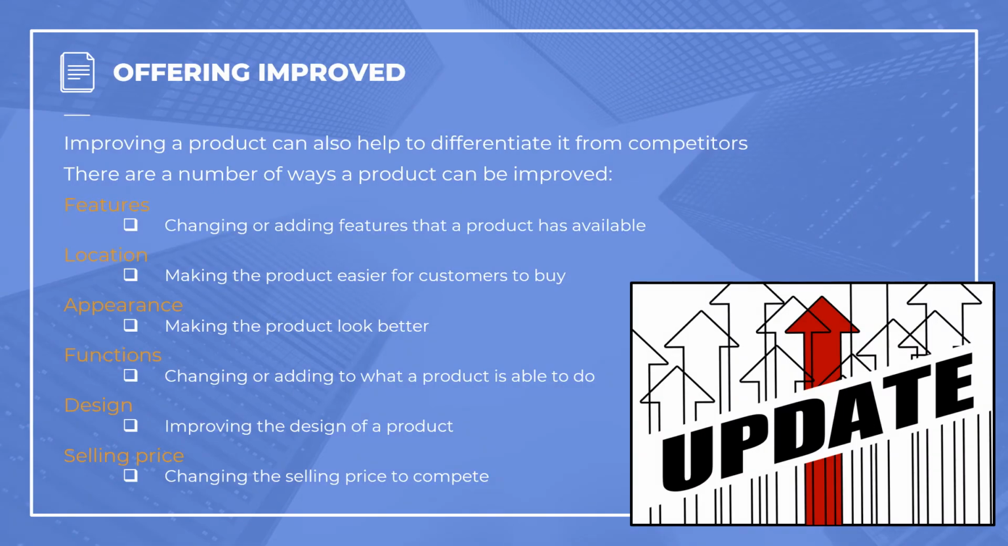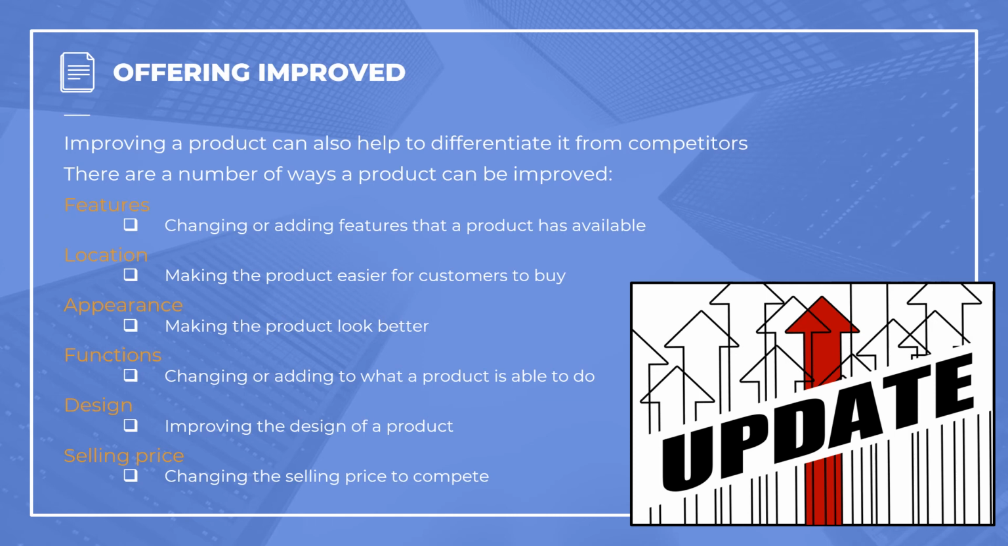When we look at an improved offering, this is looking at your product and seeing if you can differentiate it from competitors by making it better. So there are different ways that you could look to improve your product. The most obvious one is the features. It's trying to change or add features to the product or service that you've got.